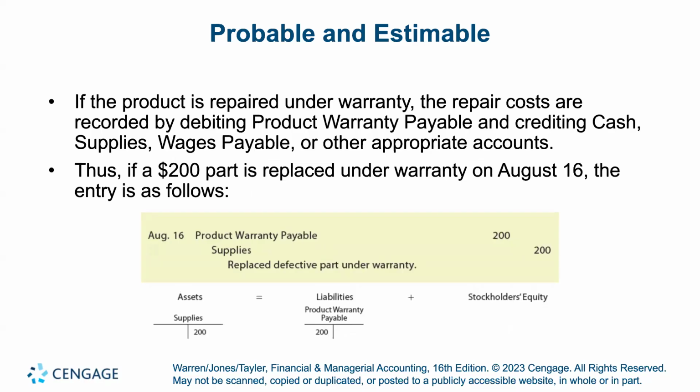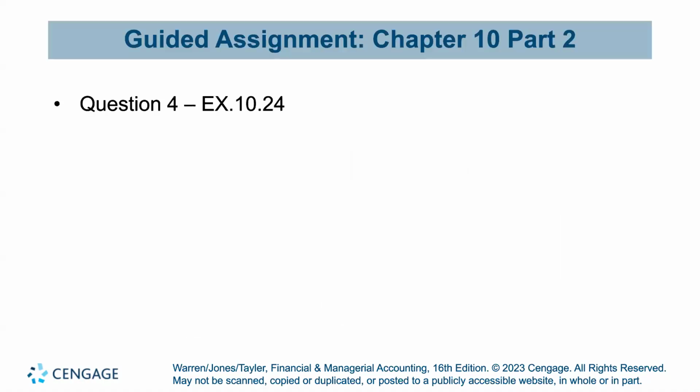If the product is repaired under warranty, and we actually have to pay out on it, then we're going to debit the product warranty payable, because we are now using up some of that payable, meaning we don't owe it anymore. And then we'll credit however we had to pay. If we had to pay cash for the warranty, we'd credit cash. If we paid for supplies to fix something under the warranty, then we would credit supplies, etc. All right, let's look at question 4.